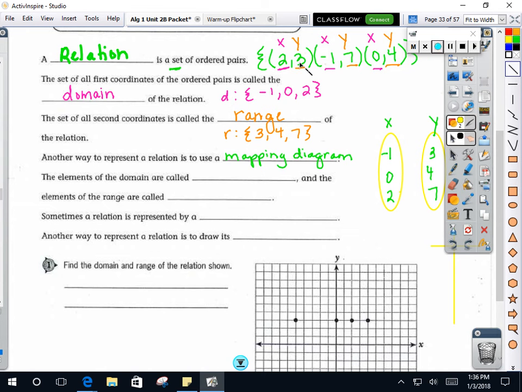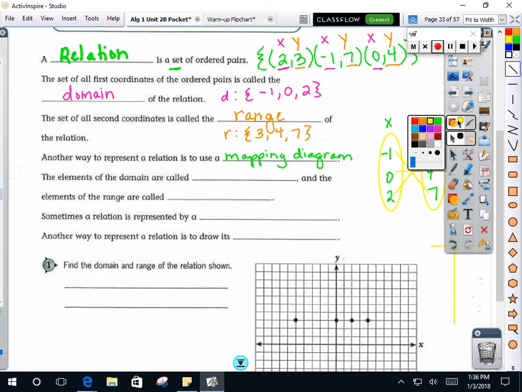Then once you have them listed inside the ovals, you're just going to connect them. Like the first point is (2, 3). So I'm going to draw a line or an arrow from 2 to 3. The second point is (-1, 7). So I'm going to draw a line from -1 to 7. And then the final coordinate of my relation that I just made up is (0, 4). So I'll draw a line from 0 to 4. And that's what a mapping diagram looks like. Now, it may not always look like that, like a little star or X. Sometimes they look messier, but you just connect the x value to its corresponding y value according to the information they gave you.